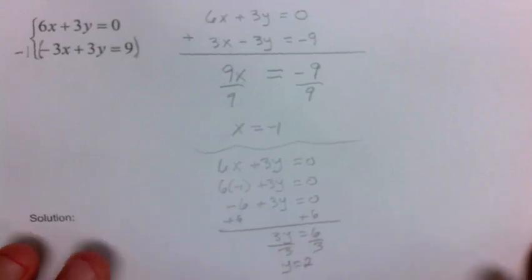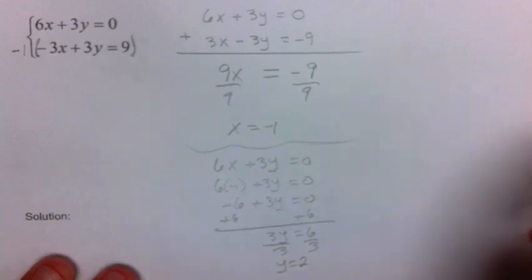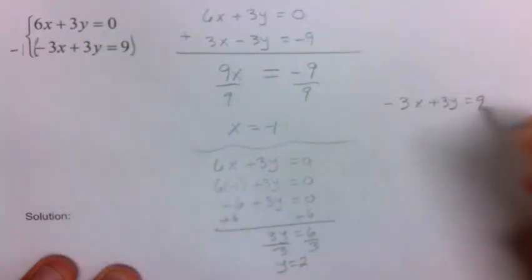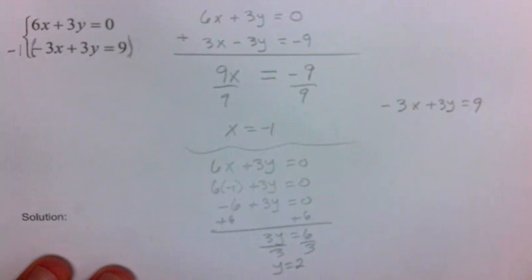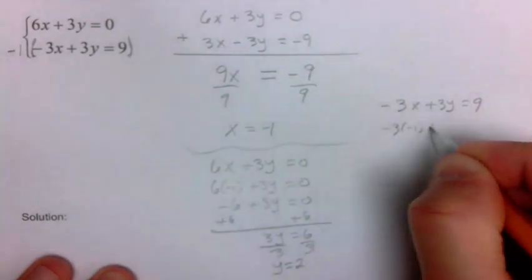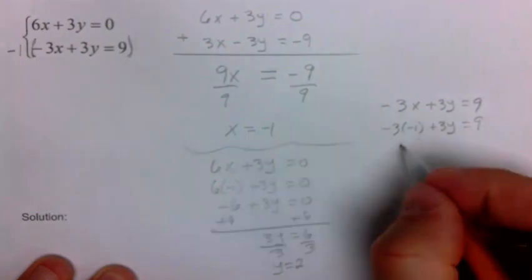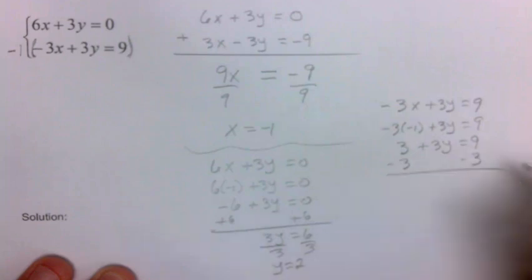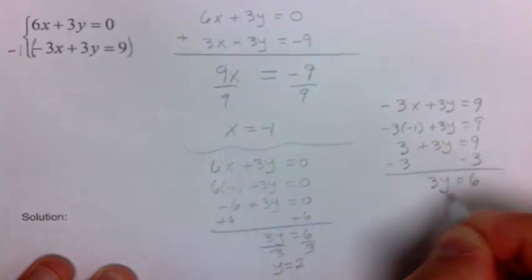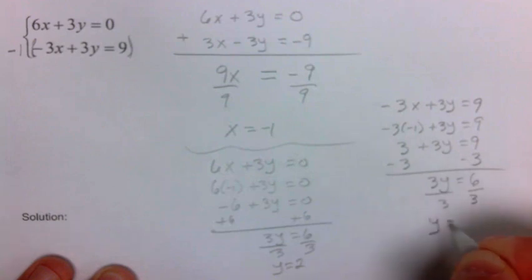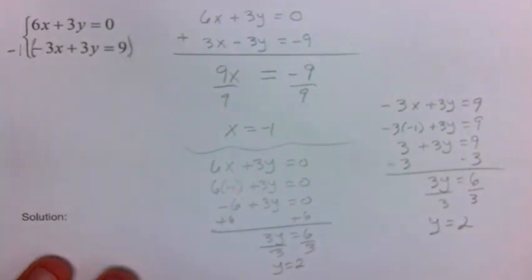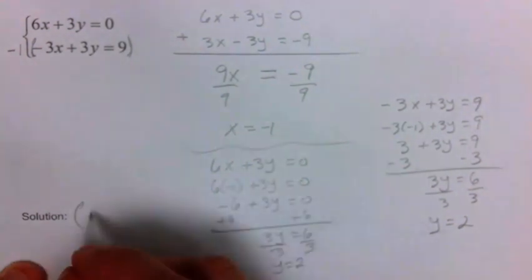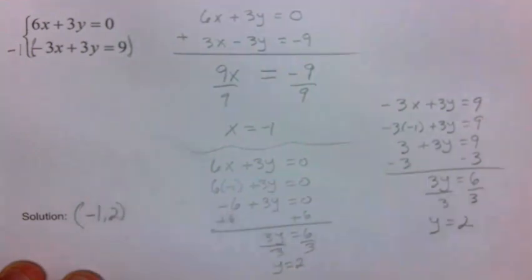All right, let's make sure with the other equation that y is 2. The original equation, negative 3x plus 3y equals 9. X again was negative 1, so negative 3 times negative 1 plus 3y is 9. 3 plus 3y is 9. And now we're in good shape. Subtract 3. 3y equals 6, which if we divide each side by 3, y equals 2. So for our solution this time, x is negative 1 and y is 2, negative 1 comma 2.